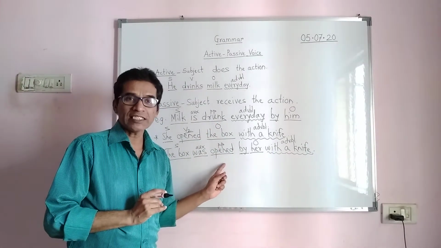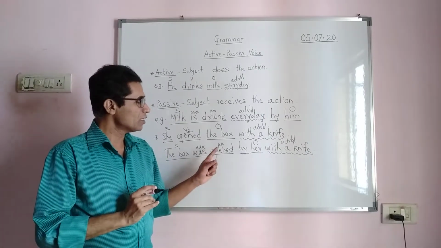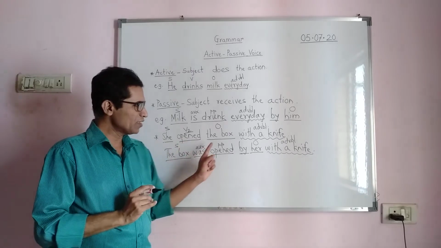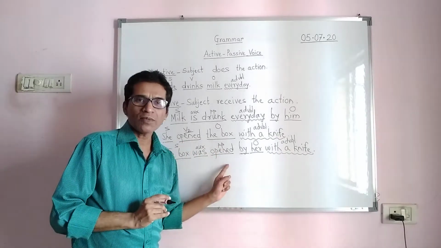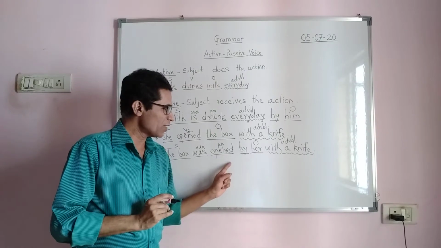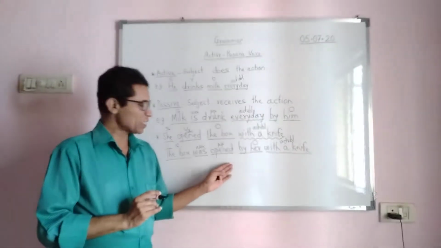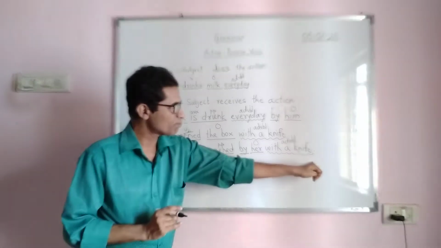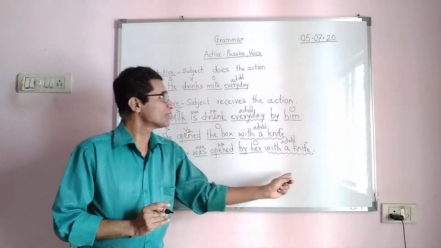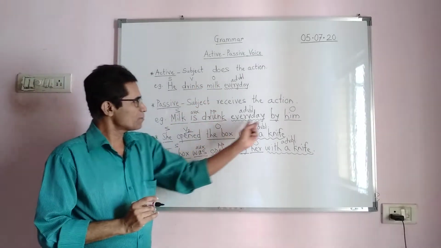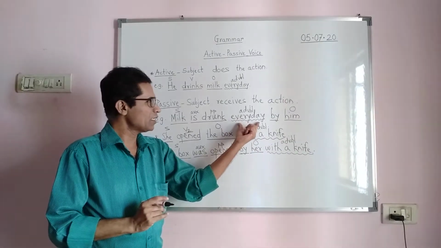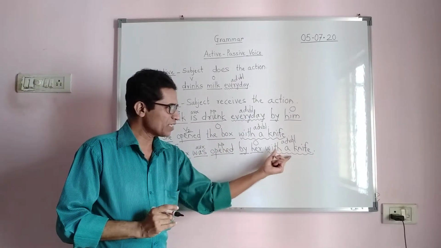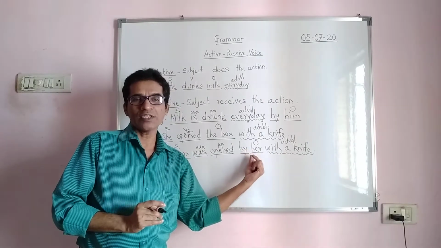Again note this down. This is the past participle, or third form. The second form of open is the same, and the past participle, third form, is also the same. That is why in passive the past participle is taken. The box was opened by her with a knife. Note down one more thing here. In the first passive we have taken the adverbial after the past participle, but here we have taken the adverbial after the object.